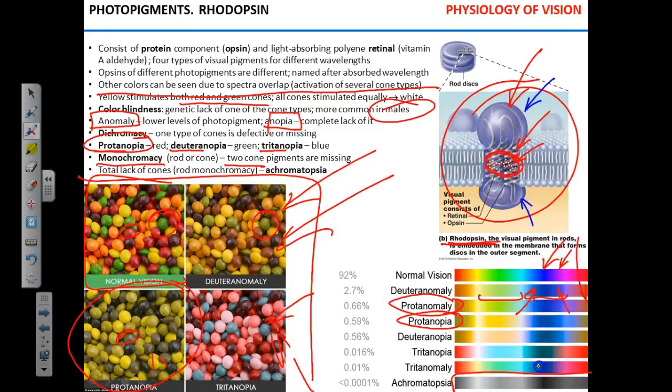Oh, they have these circles with numbers. Yeah, that's how they test color blindness.